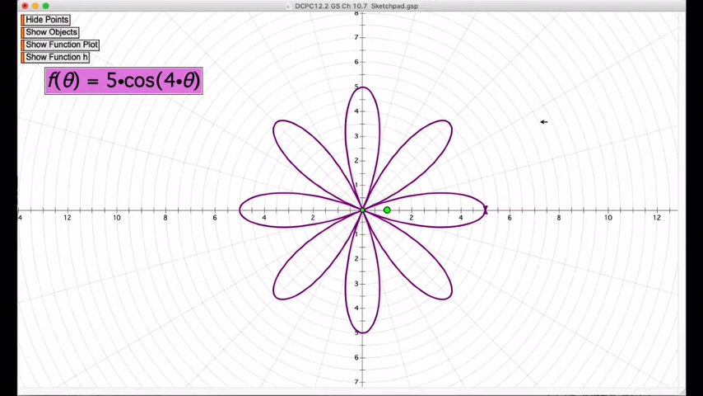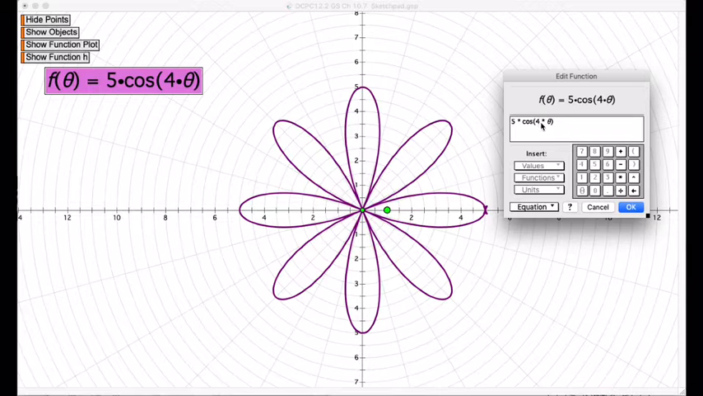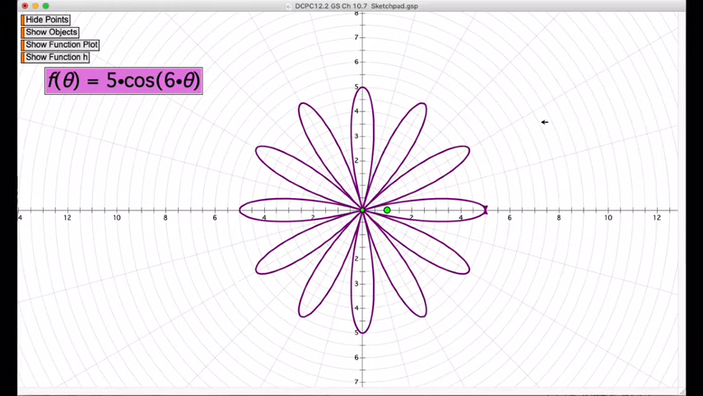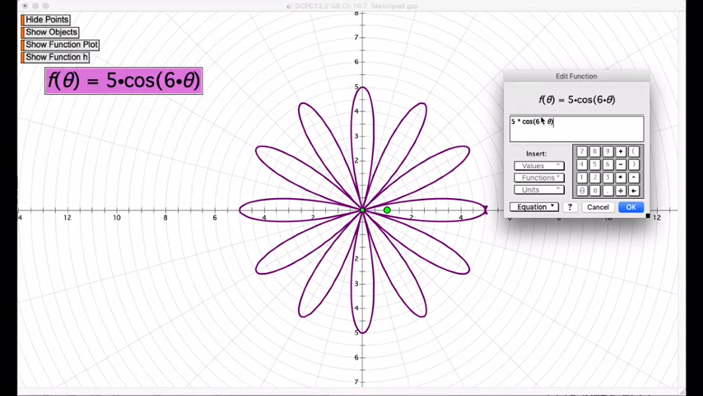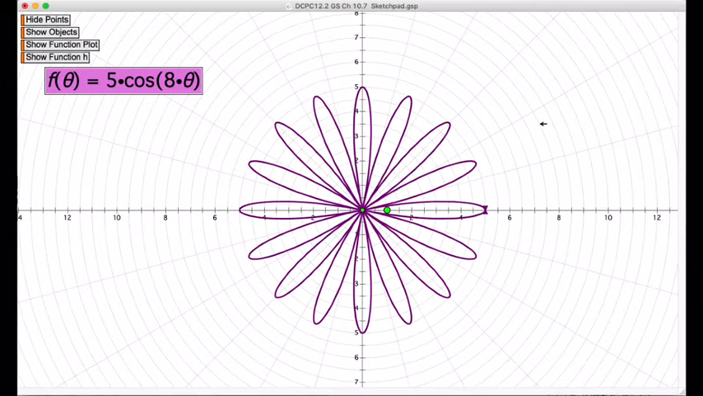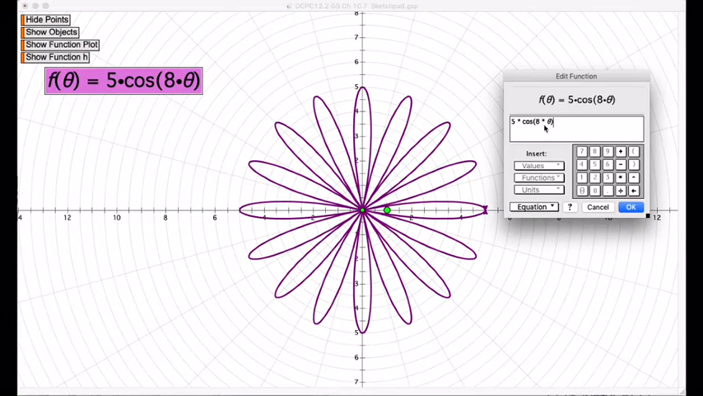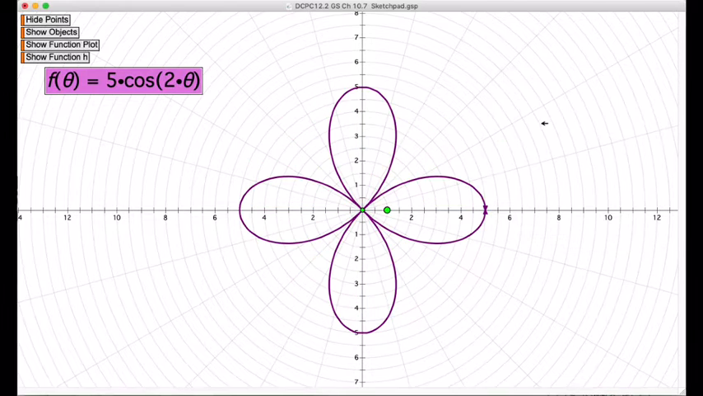If you said 4, that is a good guess, but you're actually wrong. 4 theta produces 8 petals. All right. 6 theta produces 12 petals. 8 theta produces 16 petals. 2 theta is going to produce 4 petals.